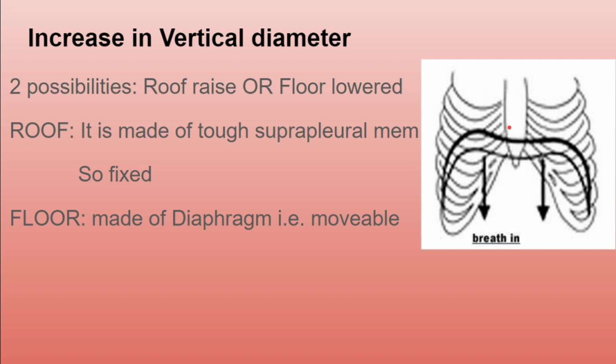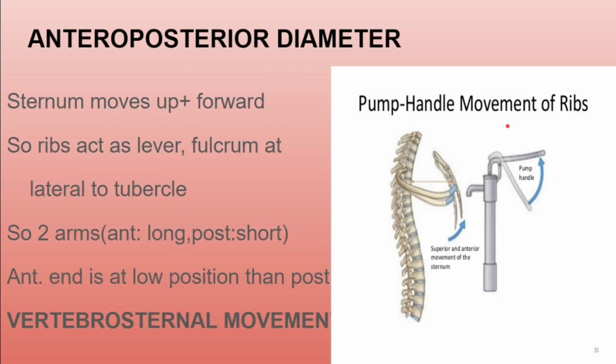Now the second one is the anterior posterior diameter increment. In this, what happens is, when the sternum moves forward and upward, each rib acts as a lever, where the fulcrum of the lever is at lateral to the tubercle.